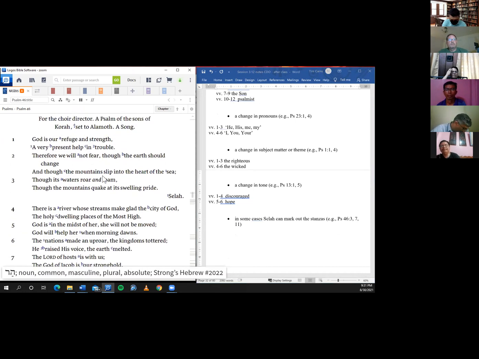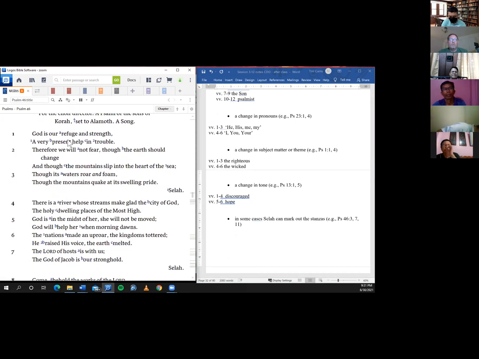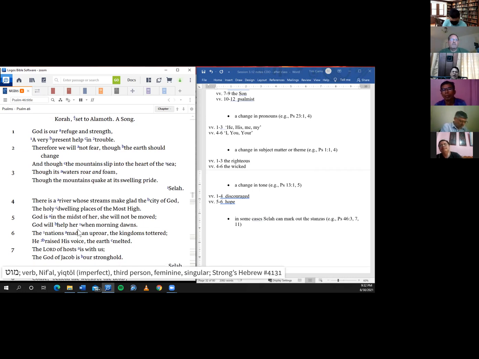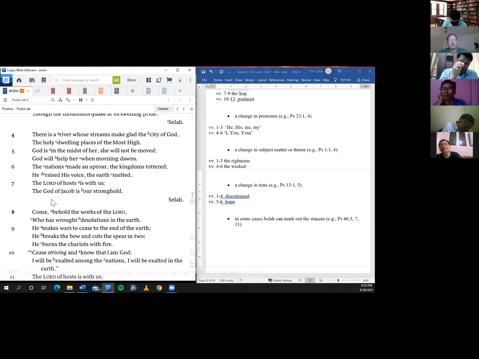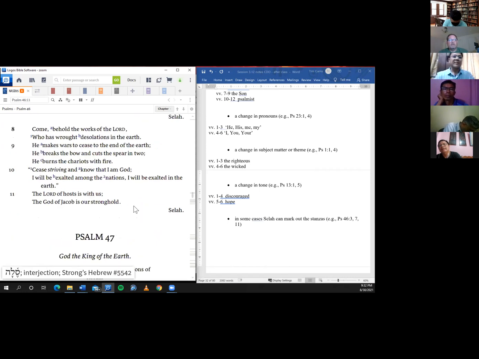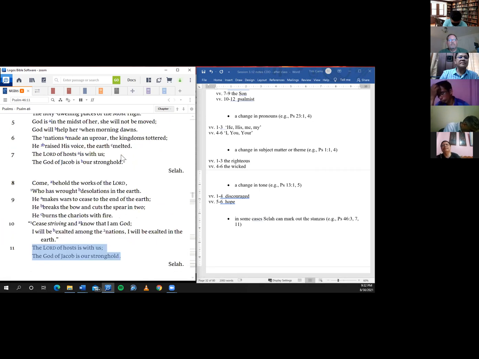Notice Selah at the end of verse 3. And then, by the way, there's a change in tone. Verses 1 to 3 talk about excitement and earthquakes and chaos, natural disasters. And then verses 4 to 7 transition to this idea of calmness. But notice there's a Selah at the end of verse 7, as well as the refrain. And then at the end of verse 11, there's a Selah and then a refrain.